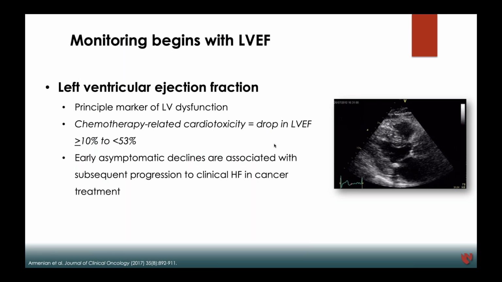because LVEF is our principal marker of LV dysfunction. The accepted definition of chemotherapy-related cardiotoxicity is generally a drop in LVEF of at least 10% to a level less than 53%. That's our definition of cardiotoxicity. It's important to monitor for this and detect this because early asymptomatic declines are associated with subsequent progression to clinical heart failure and cancer treatment.